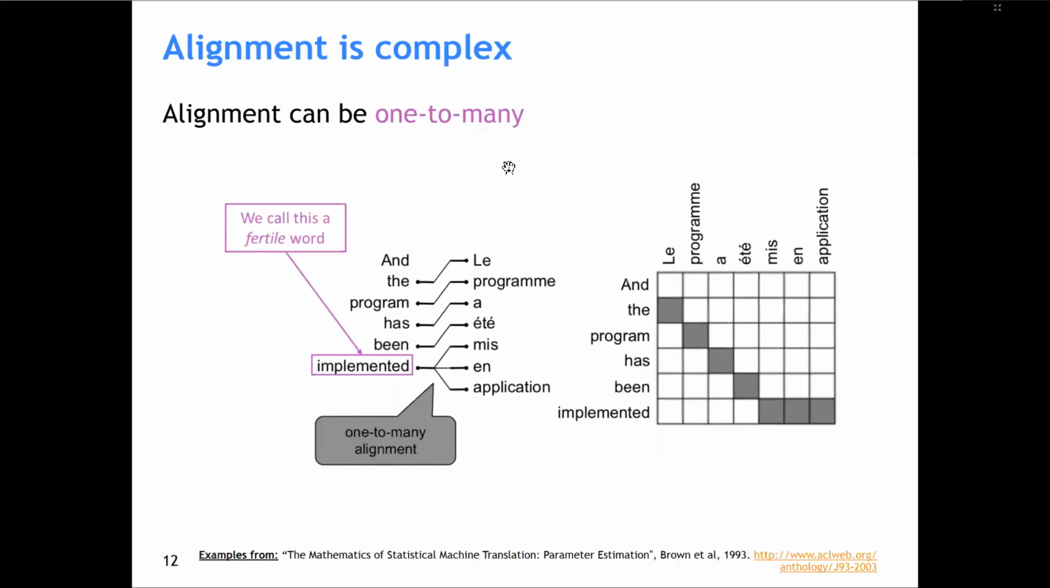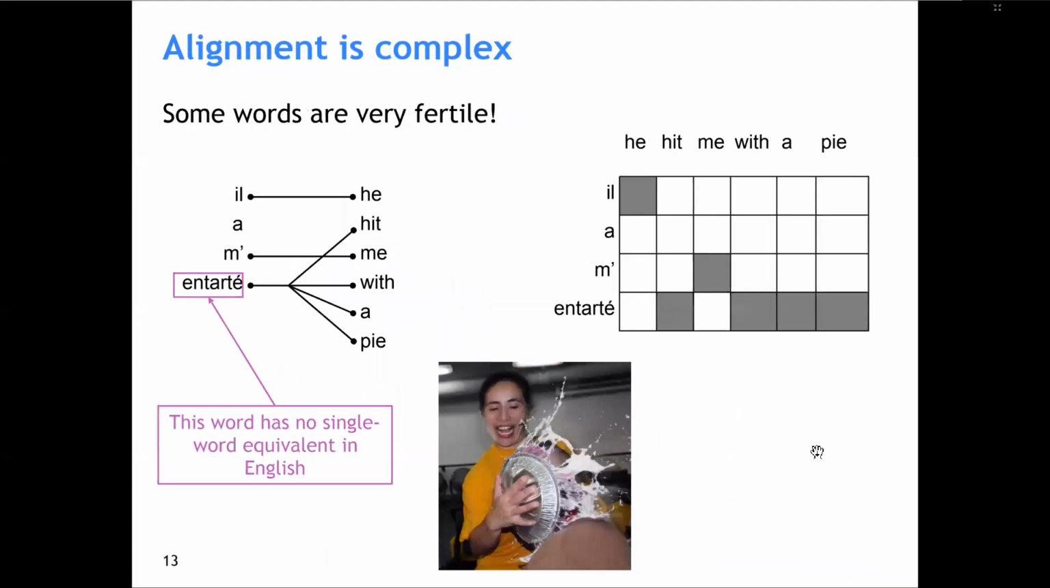And of course, if there's many to one, then there's one to many, right? So maybe one word in English can be translated into 3 words, or corresponds to 3 words in French. And then it becomes like this shape, where one word is related to these 3 words. And this is very interesting because some words are very fertile, right?